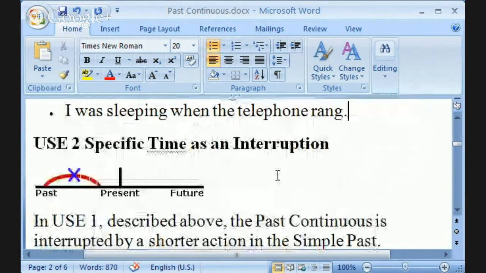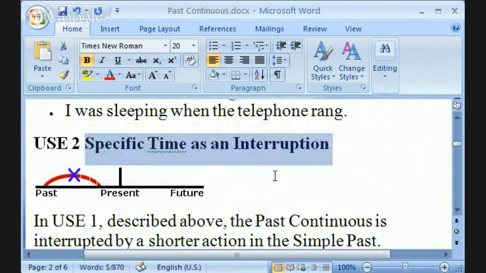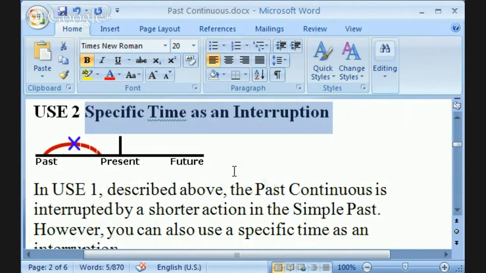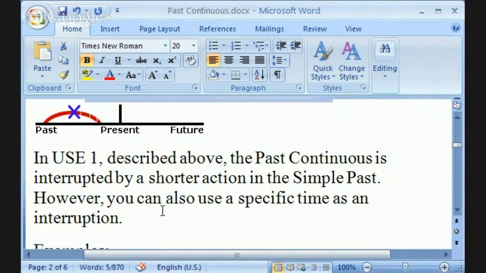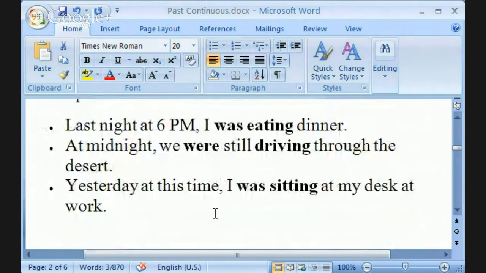That's the idea. Let's try it again, but this time we're going to use a specific time as an interruption. It's exactly the same as the use we just looked at, except that we talk about a specific time that interrupts the action of duration. So something like this. Last night at 6 p.m. There you go, a specific time. At 6 p.m. I was eating dinner.